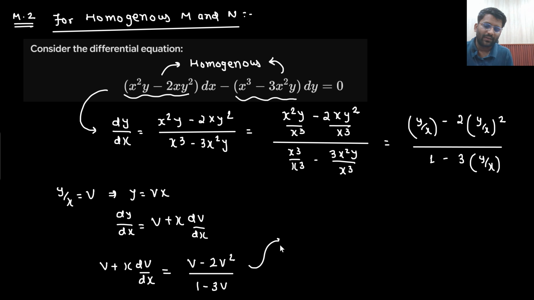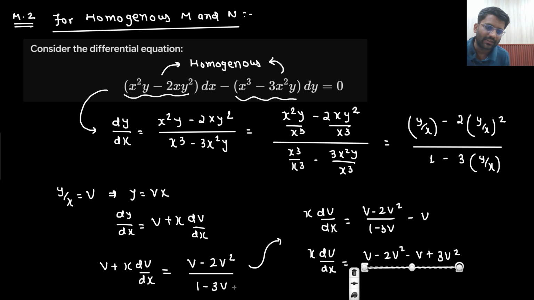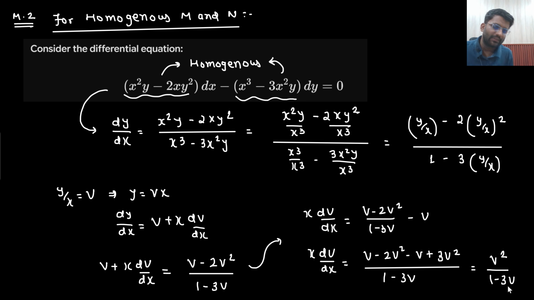Now what I can do is from here x dv by dx is coming out to be v minus 2v square upon 1 minus 3v minus v. So what you are getting, x dv by dx would be equal to v minus 2v square minus v plus 3v square divided by 1 minus 3v. Right? So minus v plus 3v square. So this and this are getting cancelled out. What answer are you getting? v square upon 1 minus 3v.